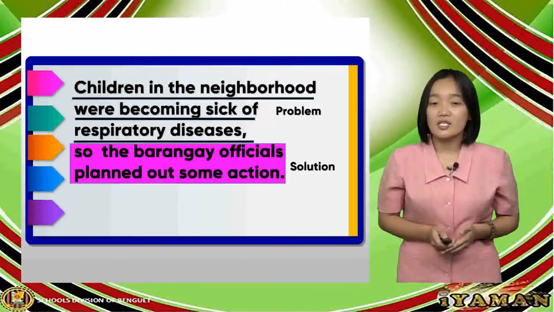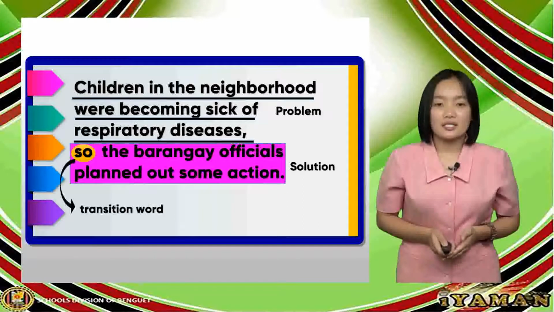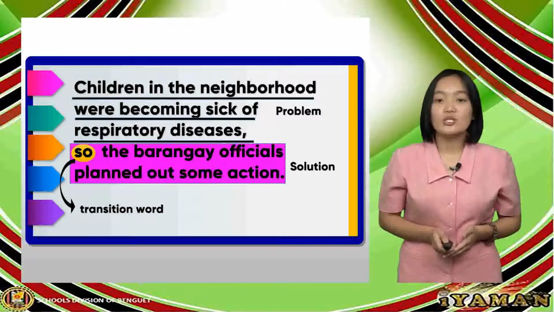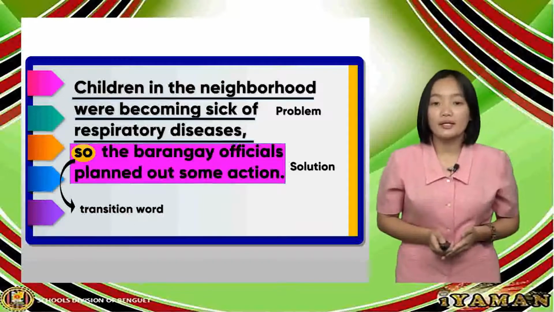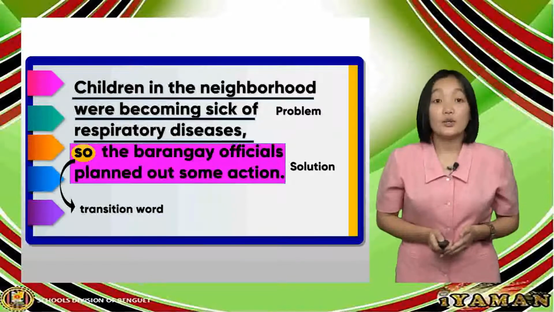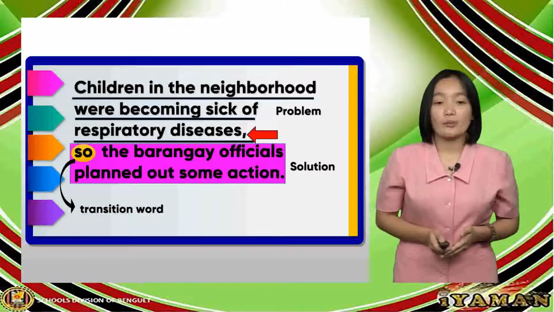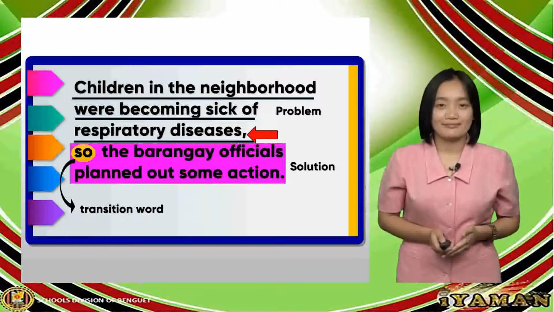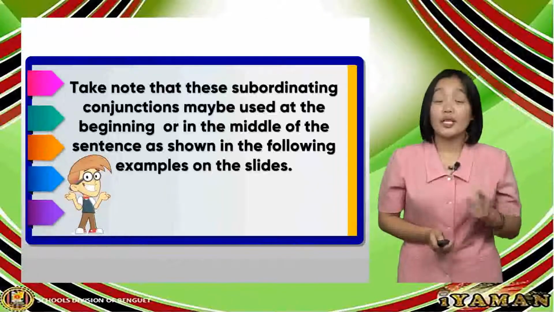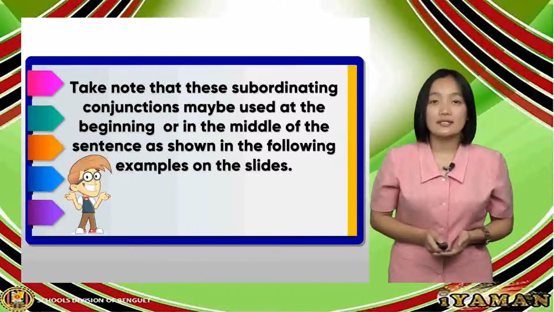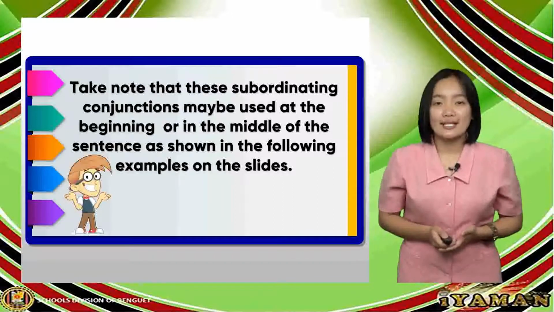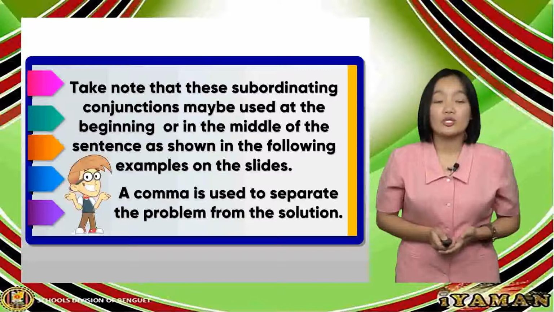So how are these ideas combined? These ideas are combined or connected using subordinating conjunctions or transition words. We use the transition word so to combine the two ideas. Notice that a comma is used to separate the problem from the solution. Take note that these subordinating conjunctions may be used at the beginning or in the middle of the sentence as shown in the following examples on the slides. A comma is used to separate the problem from the solution.